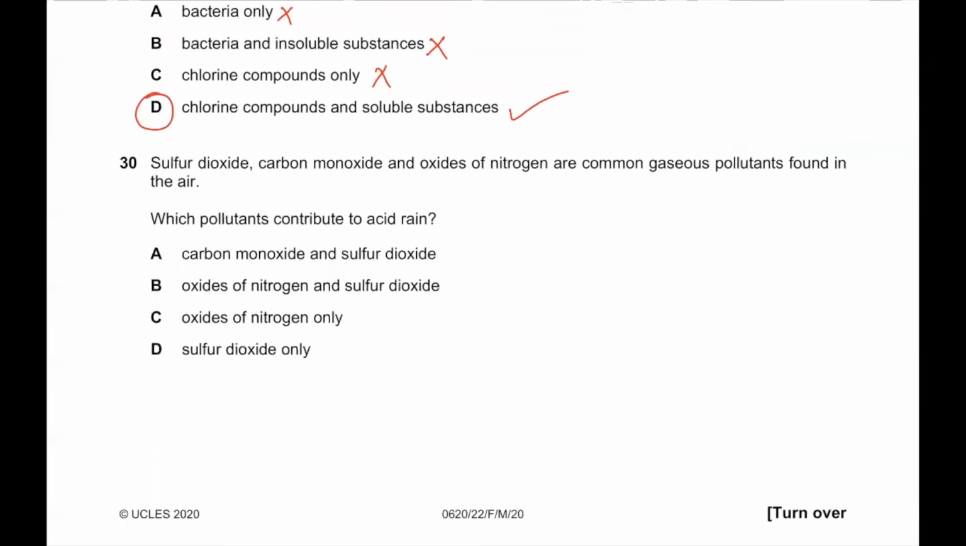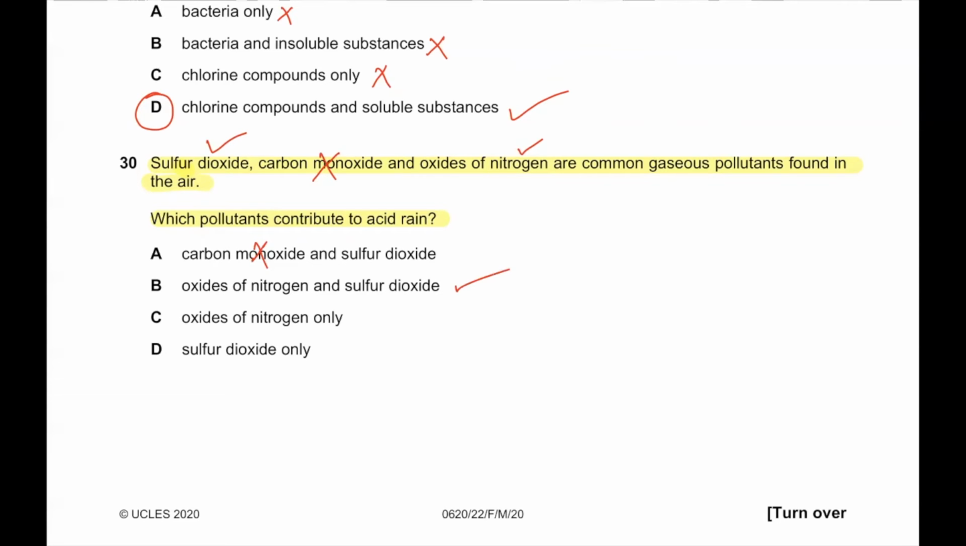Question number 30. Sulfur dioxide, carbon monoxide, and oxides of nitrogen are common gaseous pollutants found in the air. Which pollutant contributes to acid rain? We know that carbon monoxide is toxic to hemoglobin. Oxides of nitrogen can cause acid rain, and sulfur dioxide. So carbon monoxide will cancel it out. Oxides of nitrogen and sulfur dioxide, yes, both can cause acid rain.